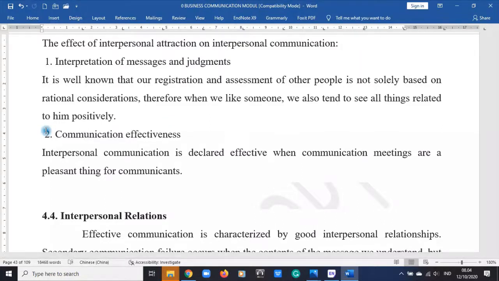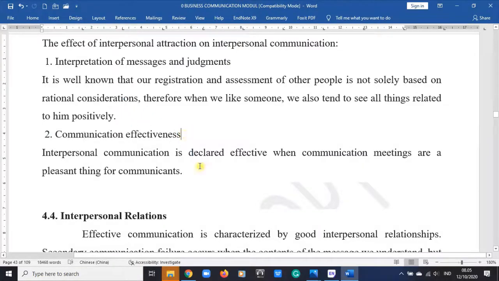If you like the appearance, then you will think, he's handsome, or she's beautiful, and then she's kind too, and she is really nice, and so on. Interpretation of message and judgment is strongly related to the halo effect.